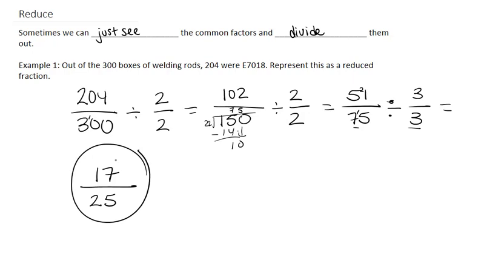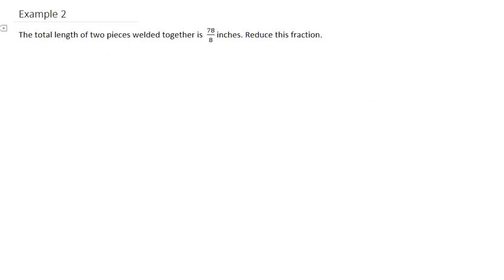Now let's do another example. Example 2. The total length of 2 pieces welded together is 78 over 8 inches. Reduce this fraction. So here we have an improper fraction. So we're just going to go ahead and reduce the top and the bottom to its lowest improper fraction form. So if we have 78 over 8, well, we see that they both end in even digits, so we can divide by 2 on the top and the bottom.